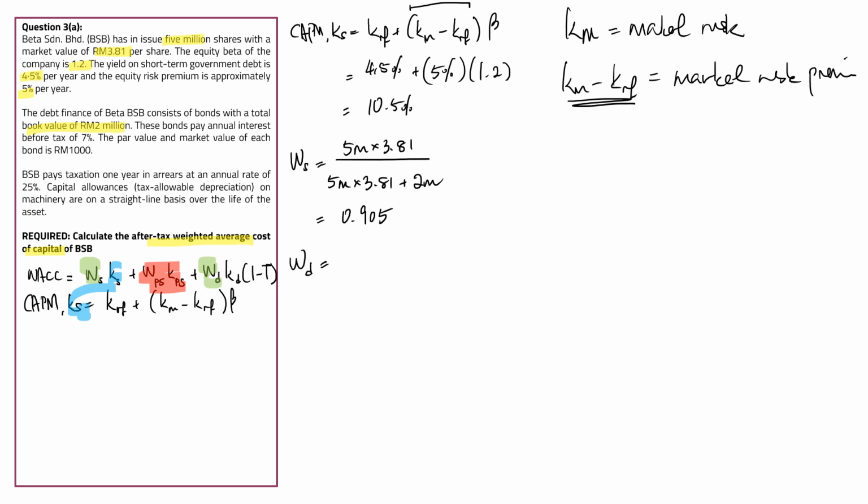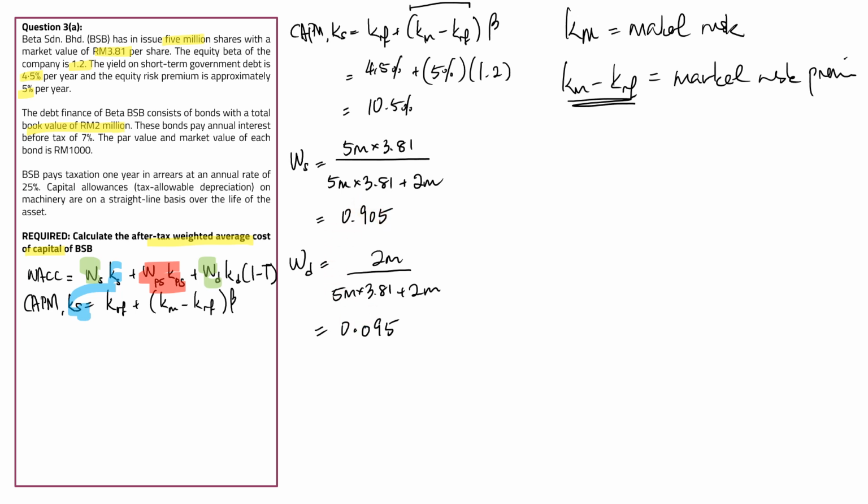Let's calculate the next one. Weightage of debt. It's the same thing except we flip it around to the debt portion. So 2 million divided by (5 million times 3.81 plus 2 million). Over here you will see it is 0.095. If you add up these two together, you will find 1. Okay, because we are talking about the proportion of these different securities.